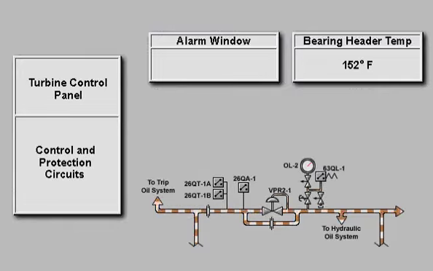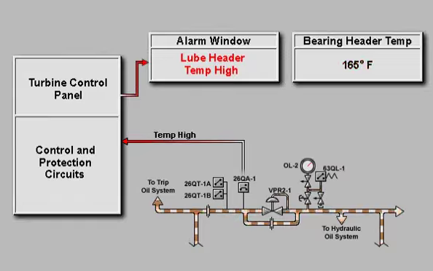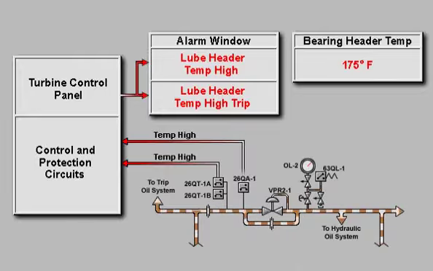The unit will shut down automatically if lube oil temperature exceeds a specified limit. Temperature switch 26QA-1 will activate an alarm if the temperature of the lube oil in the bearing header exceeds 165 degrees Fahrenheit. Should the oil temperature increase to 175 degrees Fahrenheit, temperature trip switches 26QT-1A and 1B will trip the unit.